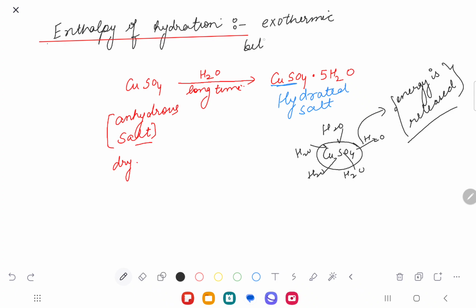But it can be endothermic sometimes. It can be endothermic sometimes. I hope you're understanding. Do you understand? So this is the concept. It can be endothermic sometimes.